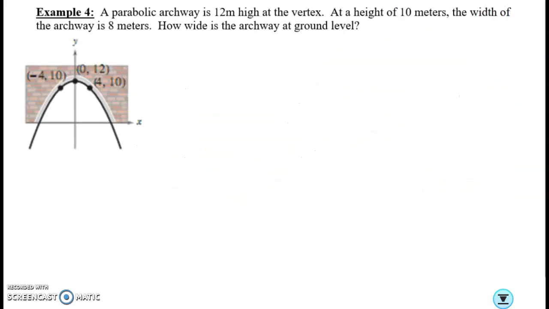And then finally, a little word problem. You can see the vertex. The width of the archway is 8 meters down here, is what they're saying. Actually, no, that's not what they're saying. The width up here is 8 meters. How wide is the archway at ground level? So, okay, we have to figure out that this is going to be something, 0 and something, 0. So we have to come up with the equation.